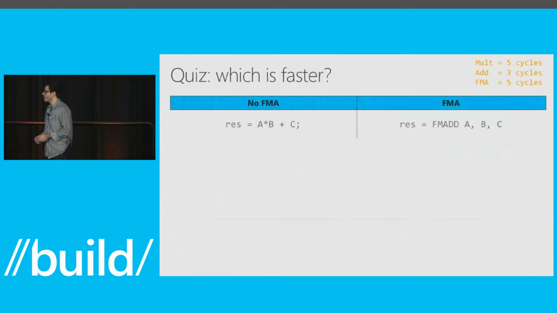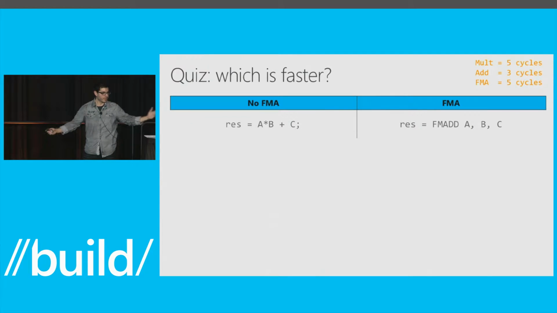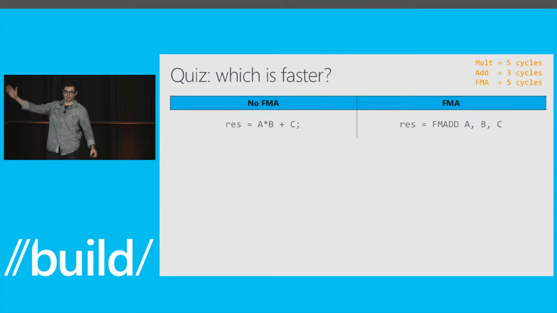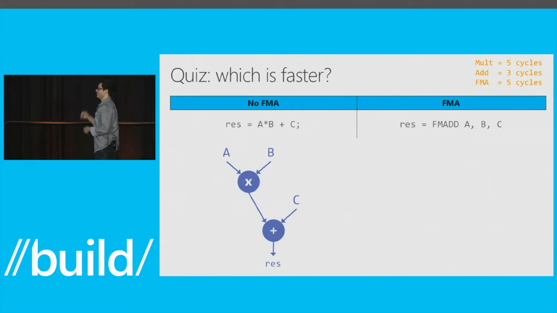The way I want to do that is using a handful of examples. I've got the same code written two ways. On the left-hand side, the code is written without using FMA, just normal multiplies. On the right-hand side, we're using FMA. Show of hands, who thinks the no-FMA code runs faster? Okay, a handful. Who thinks the FMA code is going to run faster? Okay, we've got more people. That's good. This is not a trick question. This is straight up the point of FMA.